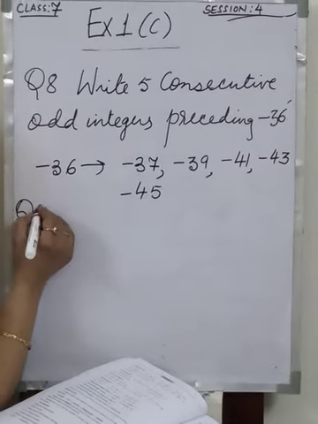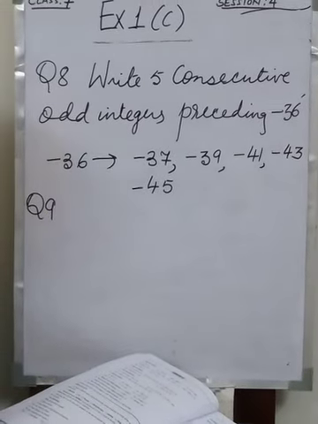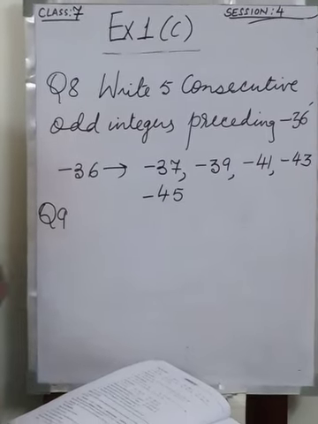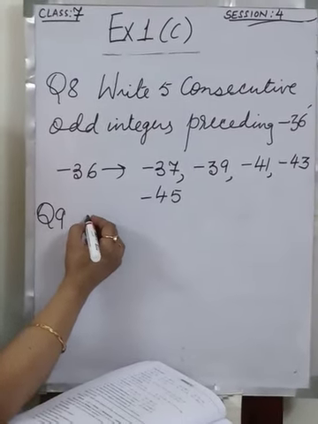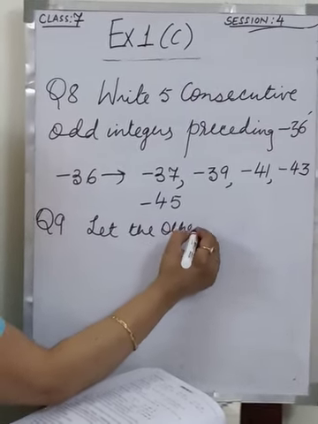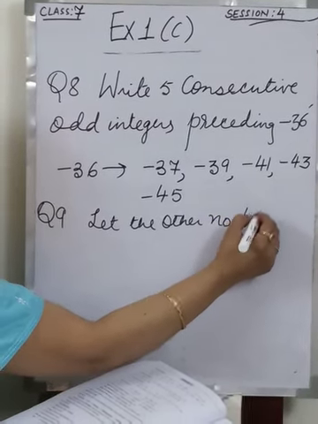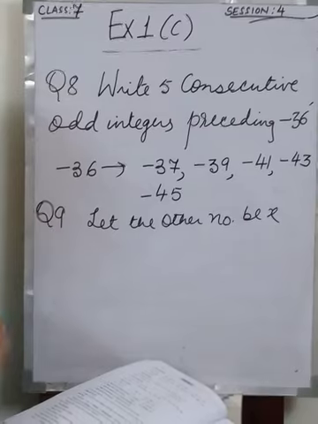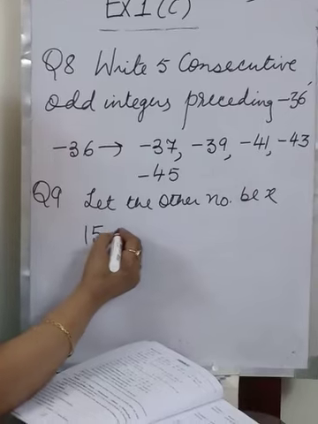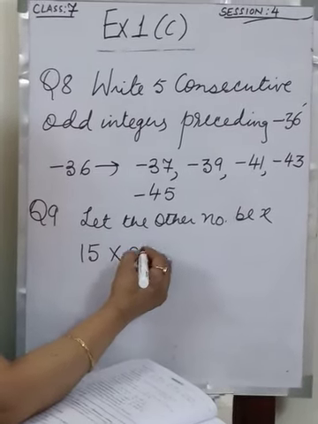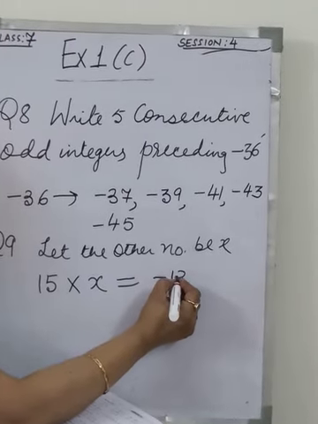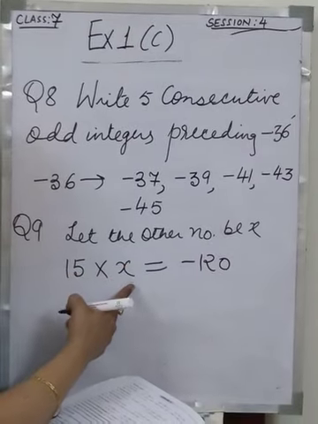Question number 9 I discuss for you. The product of two integers is minus 120. One number is 15. Find the other number. Let the other number be x. Now I write the expression. One number is 15, the other number is x. Product means multiply. And the product is equal to minus 120. We are looking for the value of x.